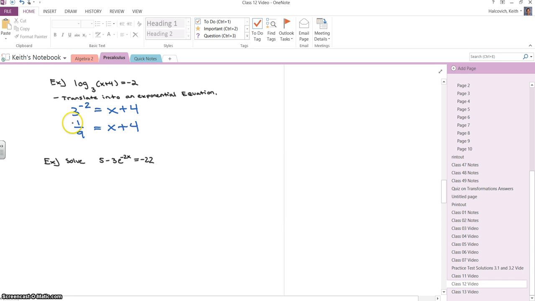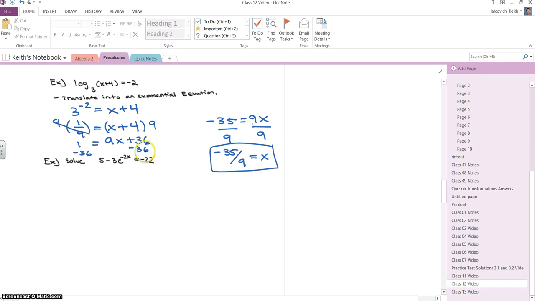We get rid of the fractions by multiplying by 9. So when we multiply by 9, here we get 1. Here we get 9x plus 36. Subtract 36. So I get negative 35 equals 9x. And divide by 9. And I get x equals negative 35 over 9.